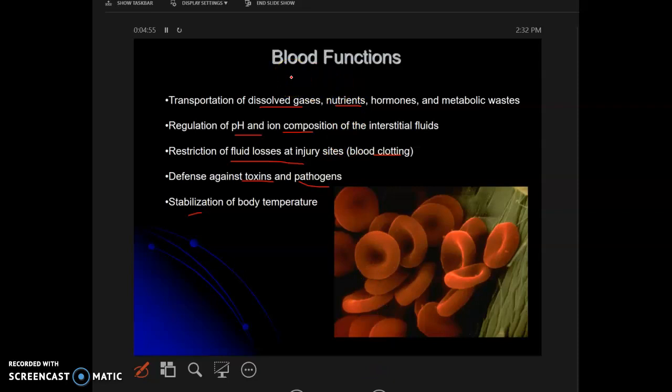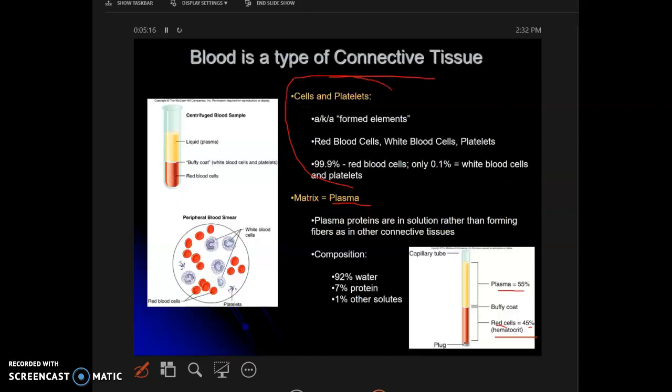What are the functions of blood? Got to know this. Transportation of dissolved gases, nutrients, hormones, waste, regulation of pH, ion composition, restriction of fluid losses by clotting, defense against toxins and pathogens, and stabilization of body temperature.